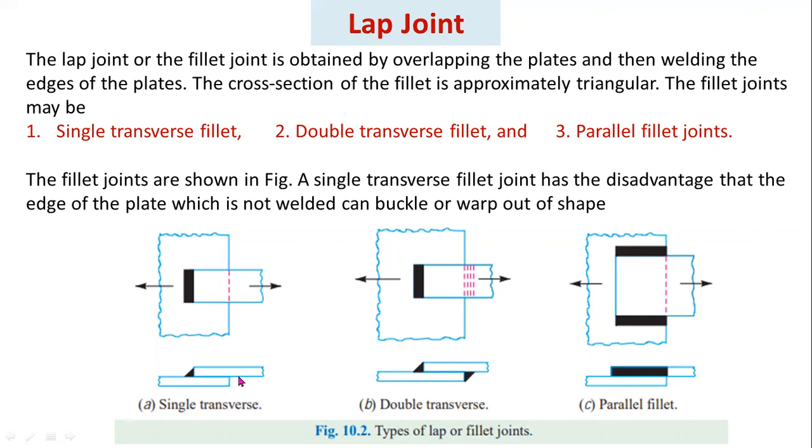The fillet joints are shown in figure. A single transverse fillet joint has the disadvantage that the edge of the plate, which is not welded, can buckle or warp out of shape.